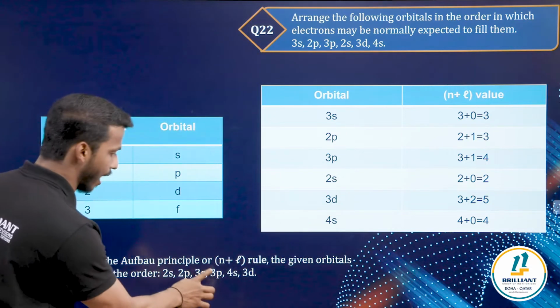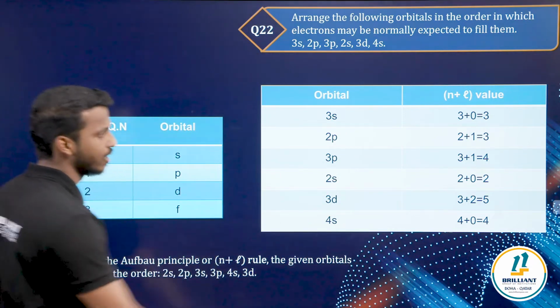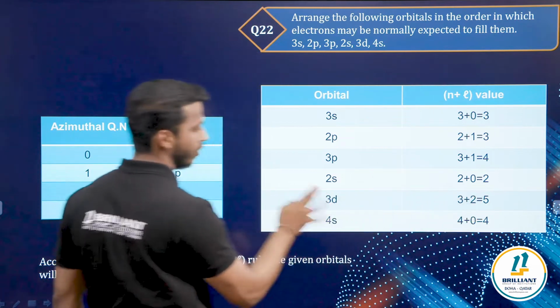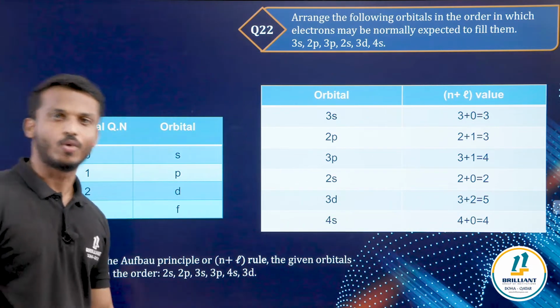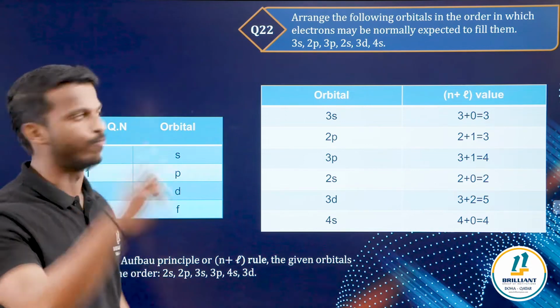3p, right? So 3p has the next lowest energy, then 4s. Which one has the higher n plus l value? 3d, that's having higher energy. What is this rule called? n plus l rule, or Aufbau principle.